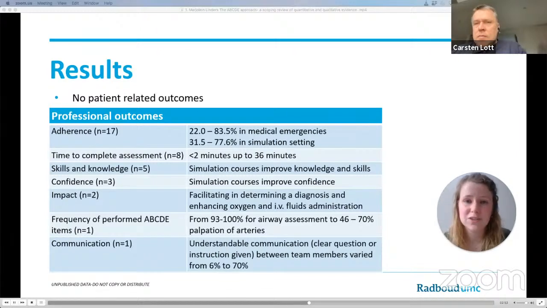This review focused on identifying the reported outcomes about the ABCDE approach, and no patient-related outcomes were identified. Only professional outcomes were found: adherence, time to complete assessments, skills and knowledge, confidence, impact on work, frequency of application, and communication. Adherence and time to complete assessment were most described outcomes, and as you can see in the table, there was a huge variation among the included studies.